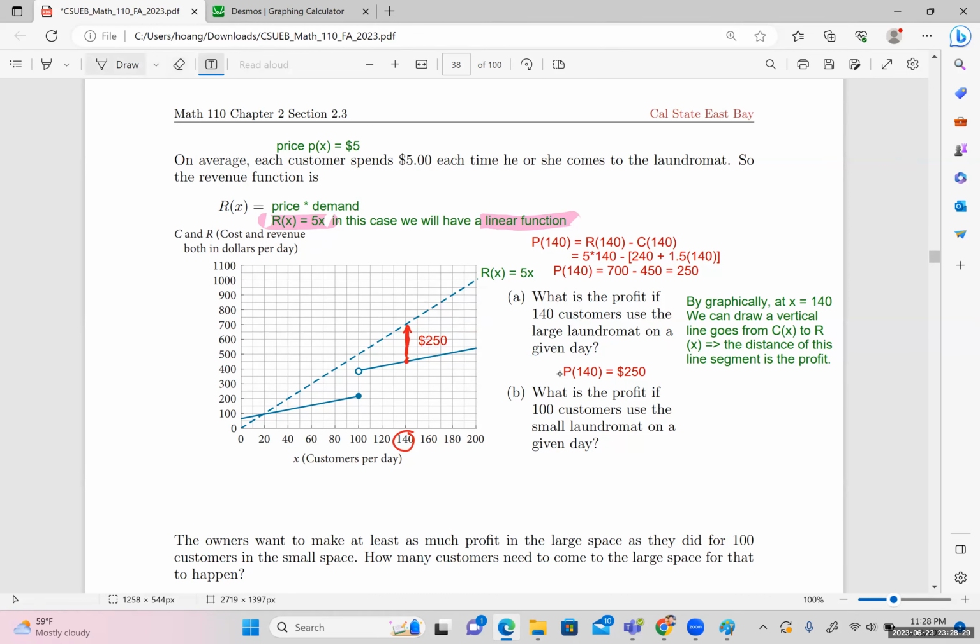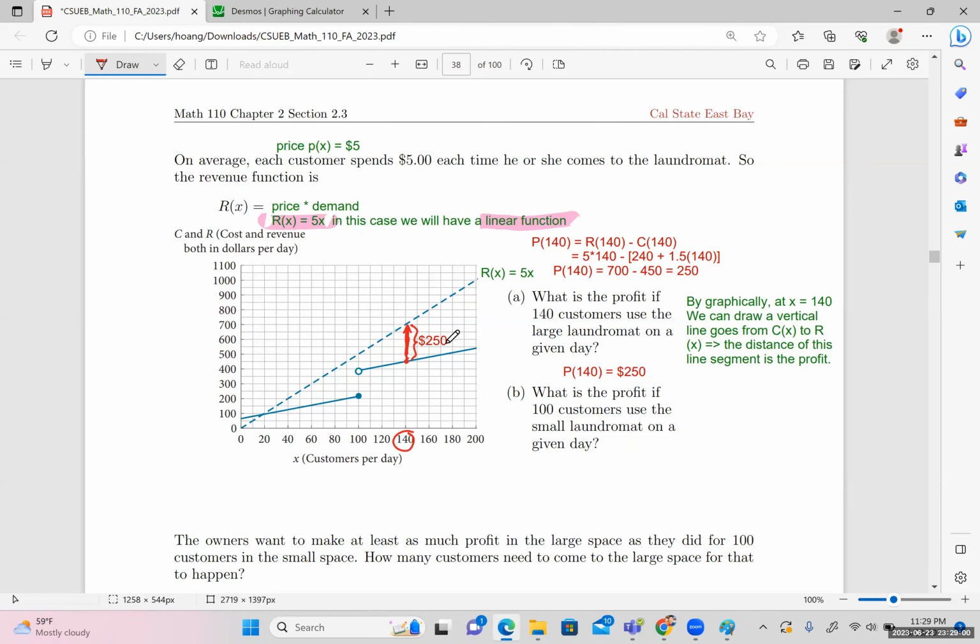If you use the graphing method to see the distance of this line segment, it's going to be how many units here? 1, 2, 3, 4, 5, right? Each unit is 50. So 5 times 50 is going to be $250. That's correct. Okay.